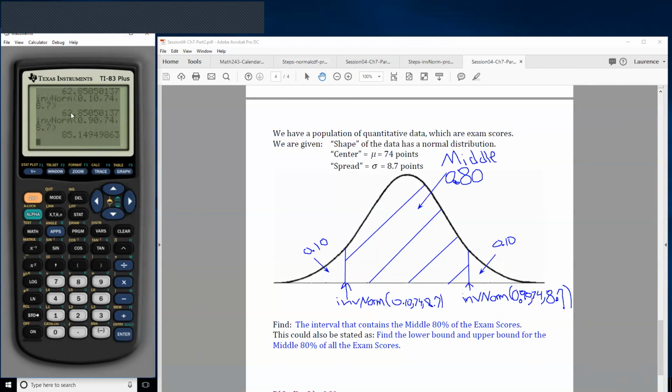All right. So the lower bound is 62.85 and the upper bound is 85.15. So I'll go ahead and write that in. Let me use a little different color ink so it'll show up a little better. So this point right here was the 62.85. And our upper bound's 85.15.